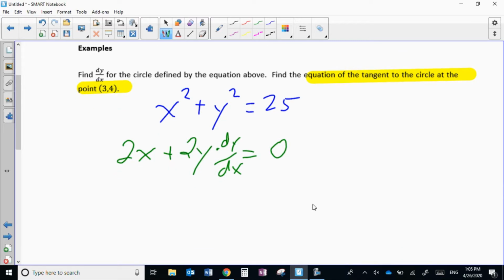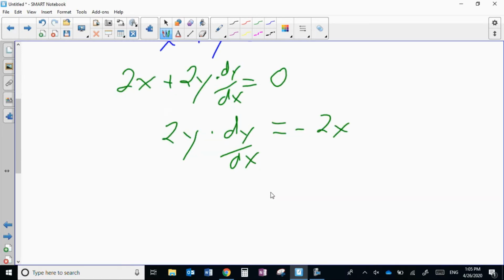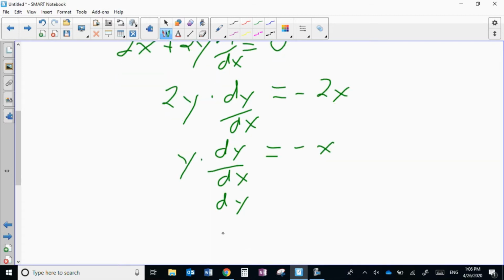And now I can solve. 2y times dy by dx will equal negative 2x. Divide both sides by 2. y times dy by dx equals negative x. dy by dx is equal to negative x divided by y. That is the formula for the derivative of a circle with a radius of 25.